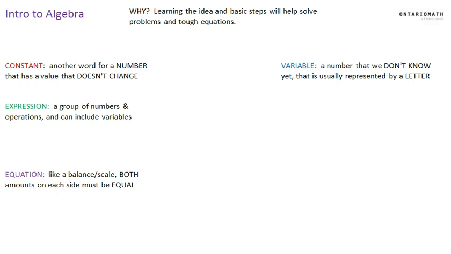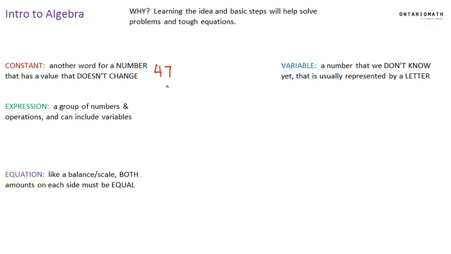I have a few different definitions here to help you understand the basics of algebra. The first one is a constant. A constant is a fancy word, but it's just another word for a number that has a value that doesn't change. For example, a constant of 47. If that's in an algebraic expression or an equation, 47 is 47. It's not going to change. 47 just doesn't magically change into another number. It's always going to be 47.